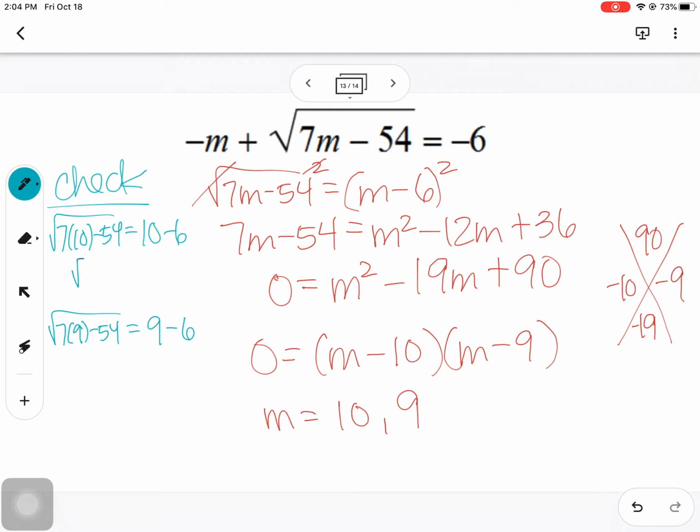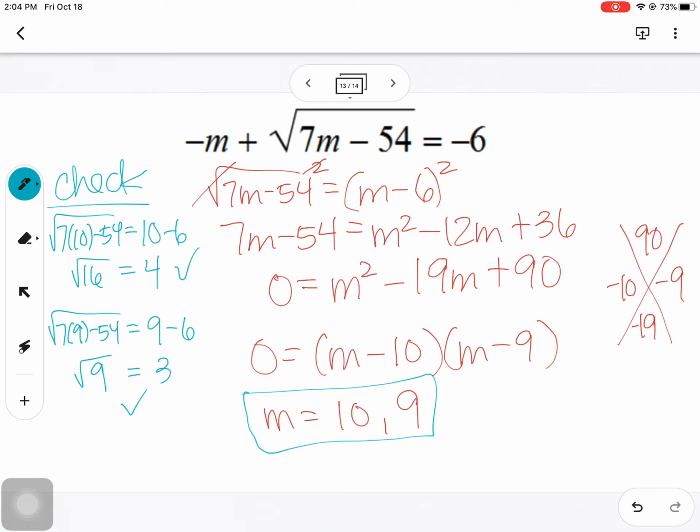Okay, on this first one, you do get the square root of 16, which is equal to 4, so that checks. And on the second one, you do get the square root of 9, which equals 3, and so that works. Both of these answers do work.